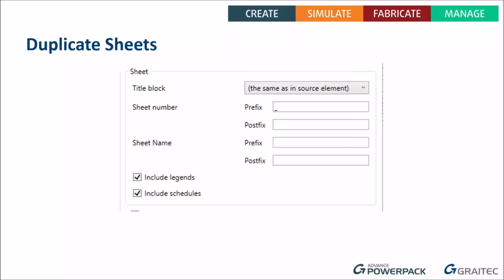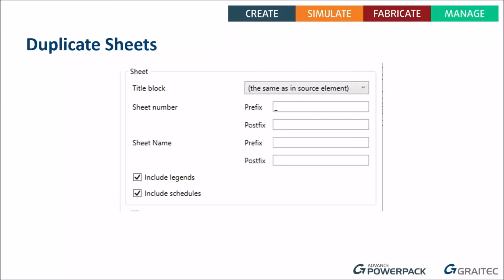Okay, so we can control how we number that, and we can also control things like legends and schedules, which can be put on multiple sheets anyway. Obviously, the views can't, but legends and schedules can be put on multiple sheets. We can tell it if we want to include that data when we duplicate that sheet.